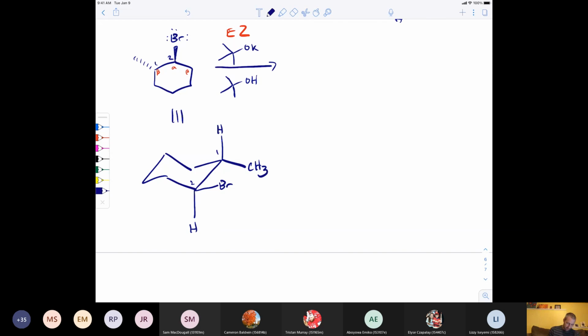Now, in this conformation, the bromine is equatorial and cannot react. No E2 for this conformation because we need the bromine to be axial. Because if the bromine's axial and the beta hydrogen's axial, then we can get elimination. So we're going to do a ring flip. These are in equilibrium with each other. Carbon 1 is down here, carbon 2.